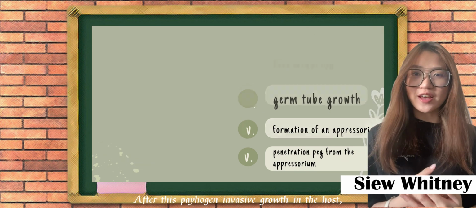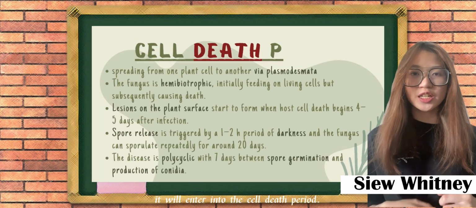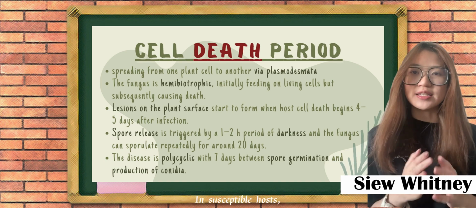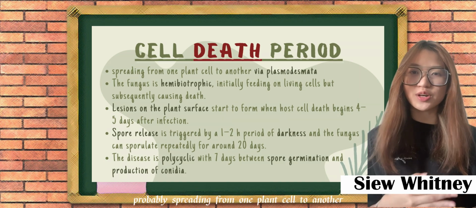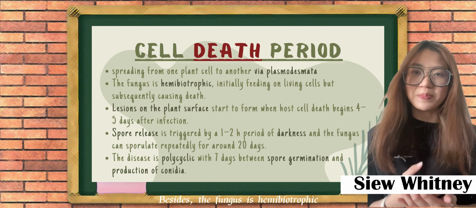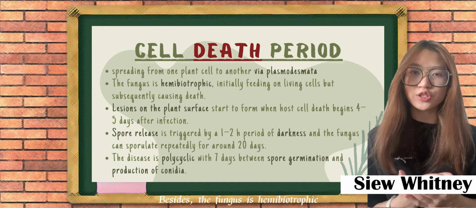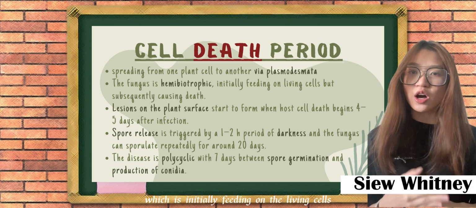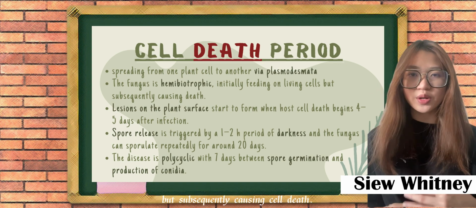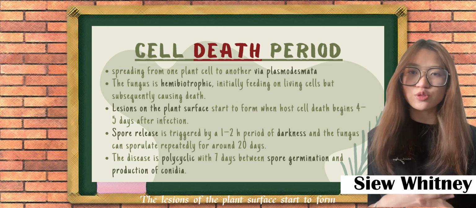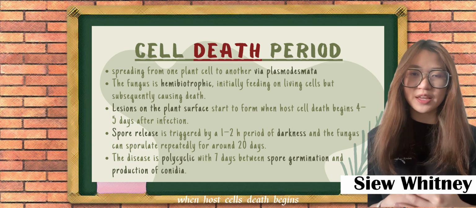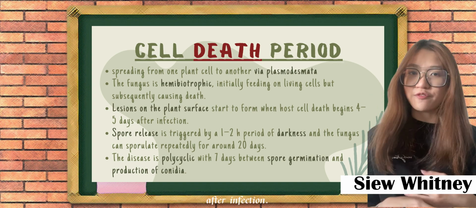After this invasive growth in the host, the pathogen enters the cell death period. In susceptible hosts, the fungus spreads from one plant cell to another via plasmodesmata. Besides, the fungus is hemibiotrophic, initially feeding on living cells but subsequently causing cell death. The lesions on the plant surface start to form when host cell death begins 4 to 5 days after infection.